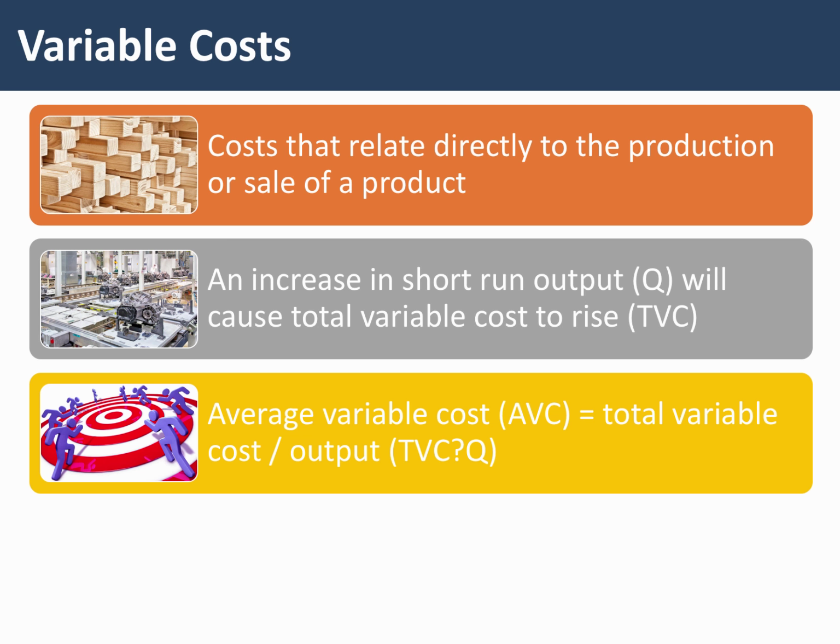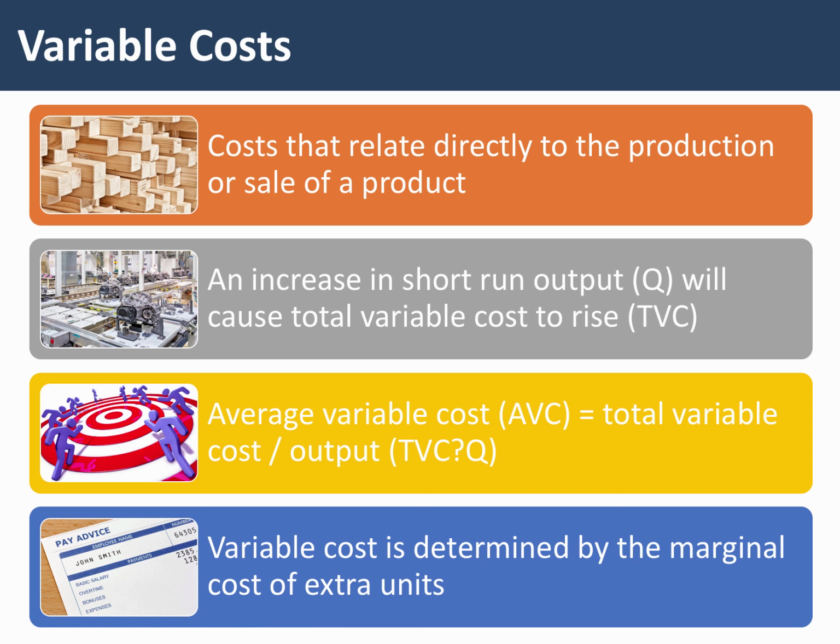Average variable cost, or variable cost per unit, is calculated simply by taking total variable cost and dividing by the level of output. The crucial point to take from this slide is that the variable cost of a business is determined by the marginal cost of extra units. In other words, if we increase our production, what are the extra costs that a business will experience?